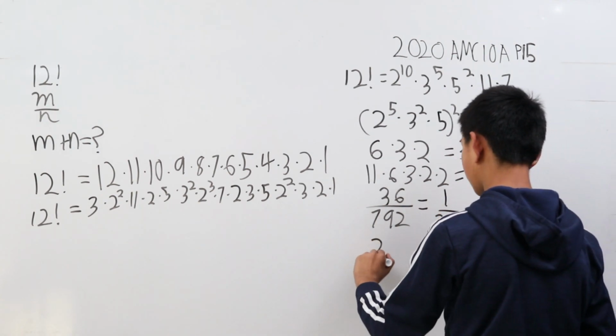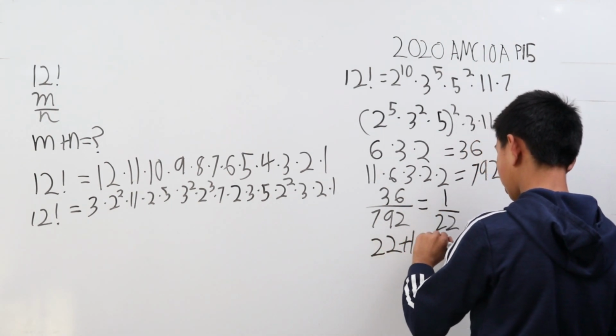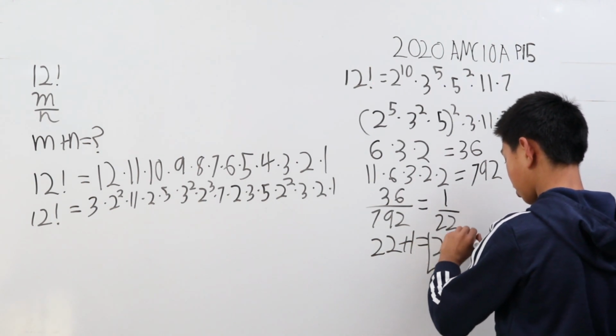So our sum is going to be 22 plus 1, which is 23. And we are done.